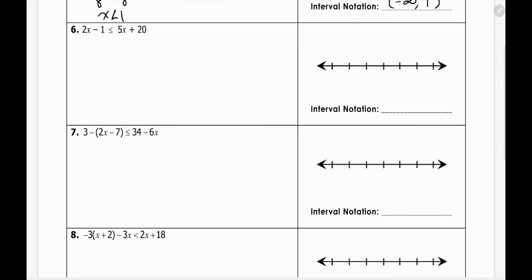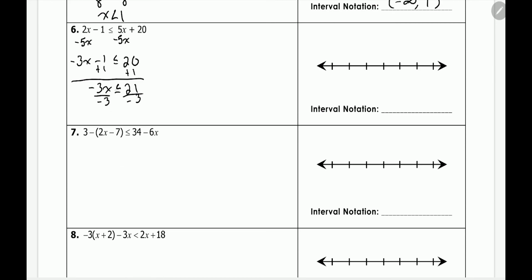Let's try number 6. We have 2x minus 1 is less than or equal to 5x plus 20. Just start solving like normal. So we're going to subtract 5x on both sides. 2x minus 5x is going to be negative 3x minus 1 is less than or equal to 20. We're going to add 1 to both sides. That gives us negative 3x is less than or equal to 21. Divide by negative 3. I have no clue what I wrote there, but that's dividing by negative 3.